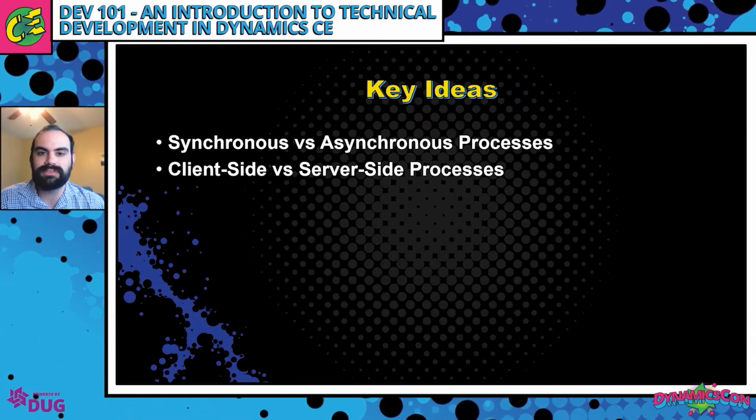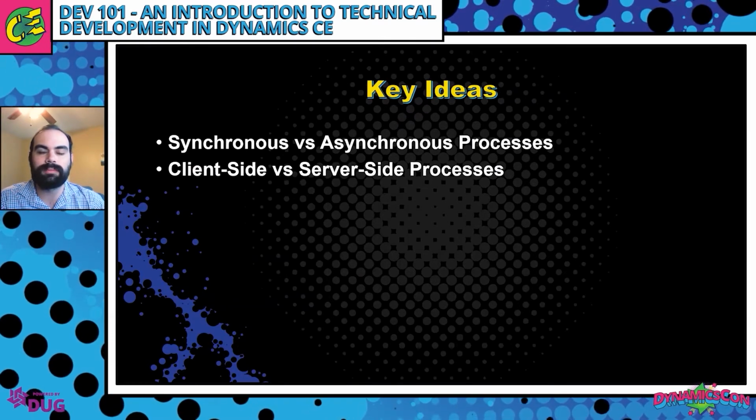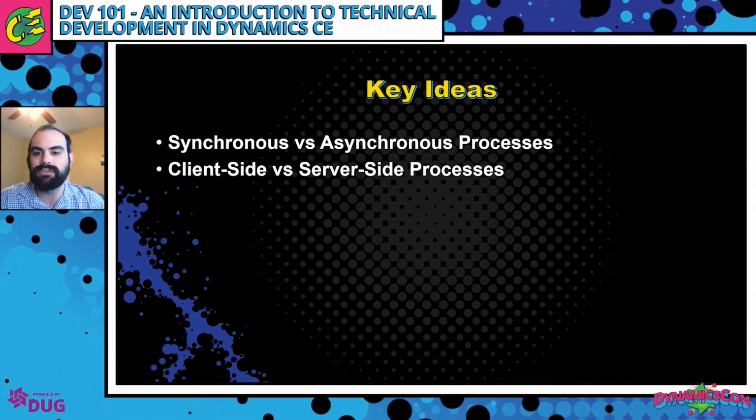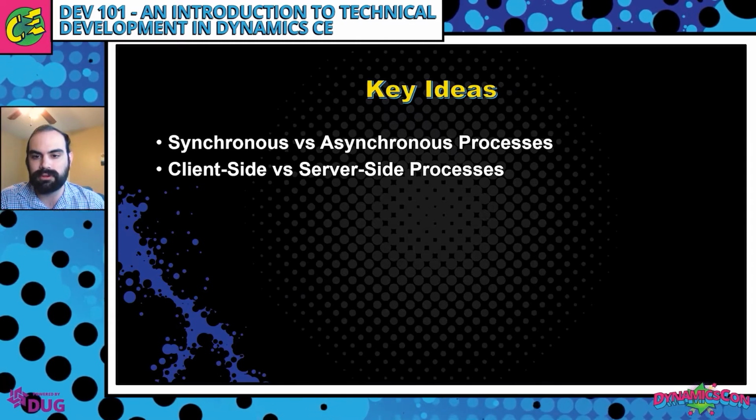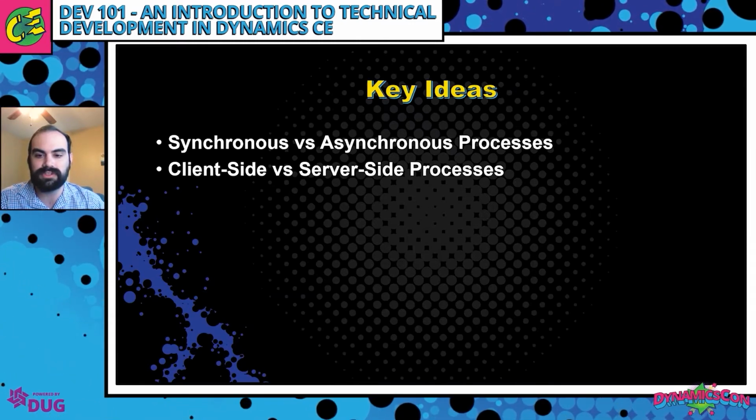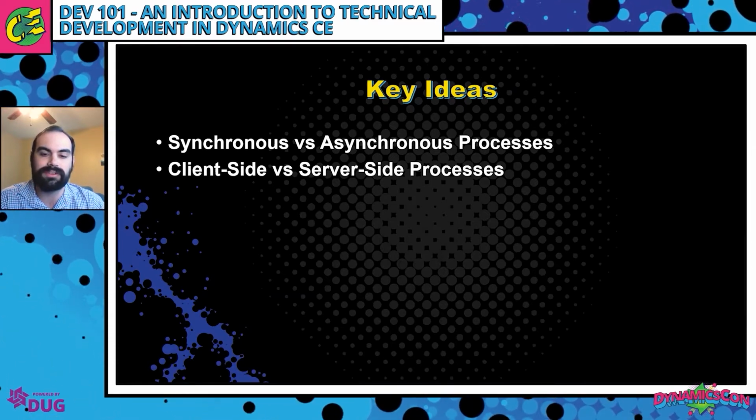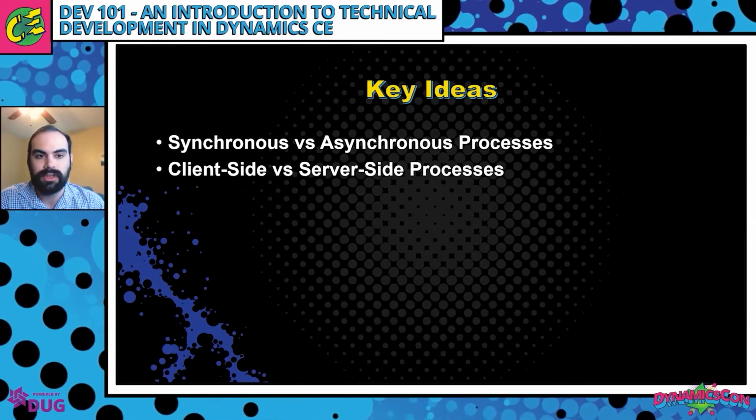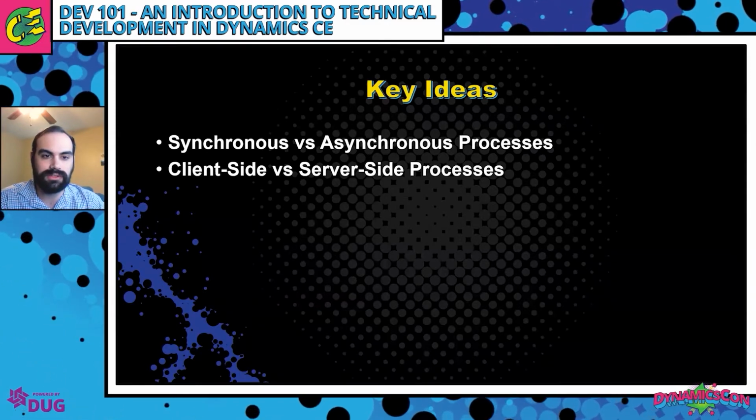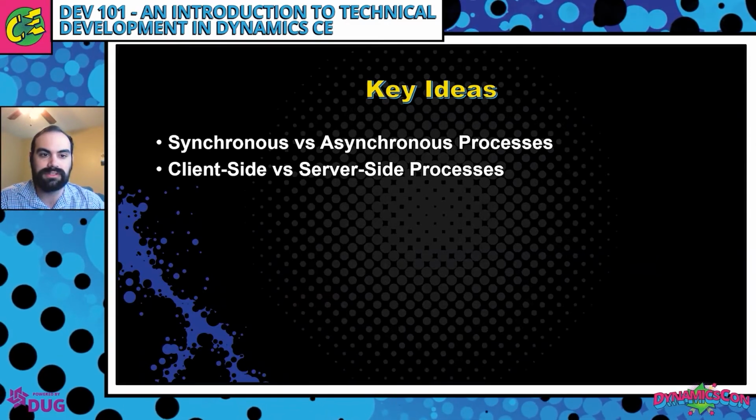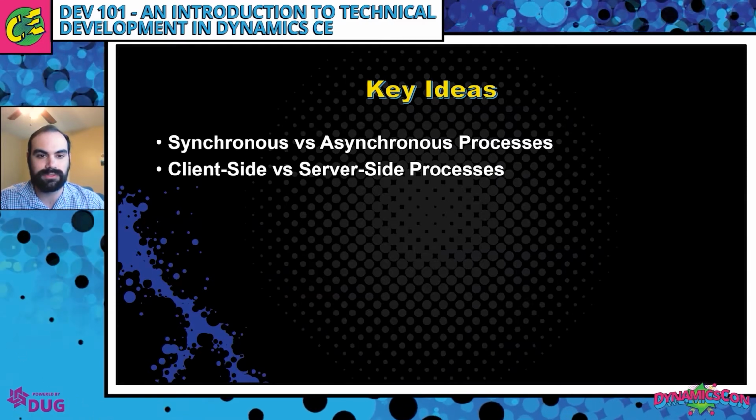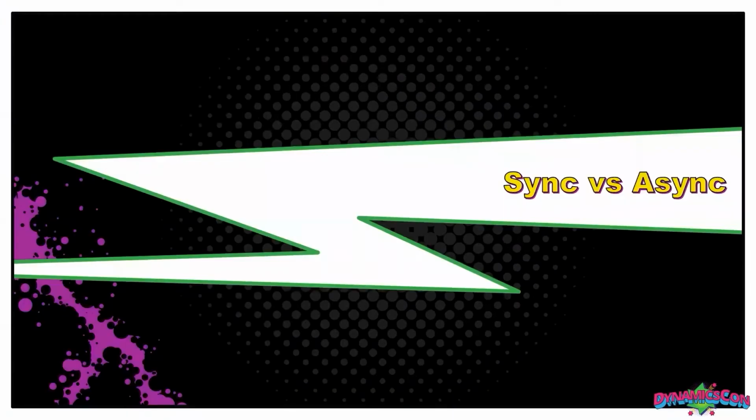Before we go into the different types of customizations, though, there are a couple of key ideas that we need to introduce first. These are very important to understanding how different types of customizations work and will give you a better idea of how the Dynamics system as a whole functions. The ideas that we're going to cover are synchronous versus asynchronous processes and client-side versus server-side processes. So we will start off with synchronous versus asynchronous.